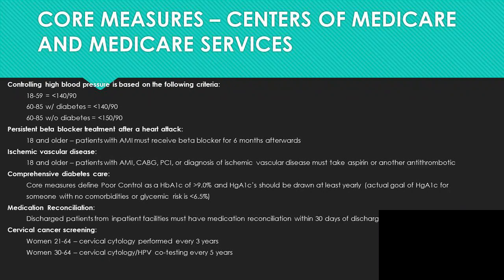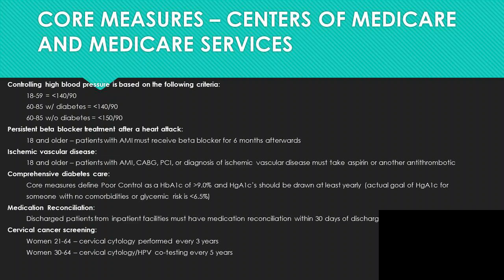So one of them is blood pressure, and they base that on some criteria. Goals would be for ages 18 to 59 that we maintain blood pressure less than 140 over 90. For those patients who are 60 to 85 with diabetes, we want blood pressure less than 140 over 90. And for patients 60 to 85 without diabetes, we want blood pressure less than 150 over 90.